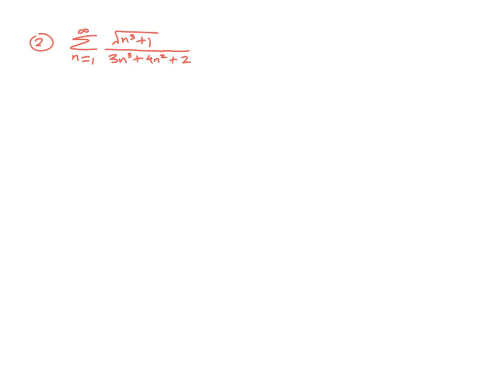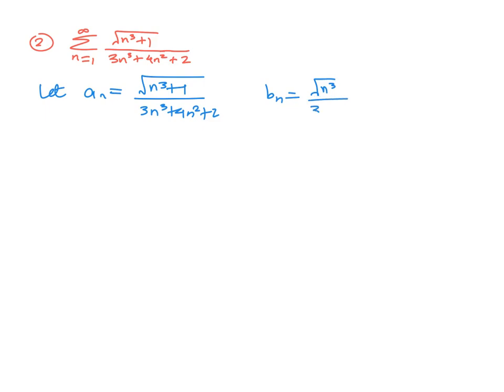So I'm going to do the comparison test, or potentially the limit comparison test. So I'm going to first set up, I'm going to let a sub n equal square root of n cubed plus 1 over 3n cubed plus 4n squared plus 2, and b sub n equal, and I'm just going to take the terms that have the most impact as n goes to infinity, so square root of n cubed over 3n cubed. And if I simplify that, I'm going to do the quick and dirty thing.